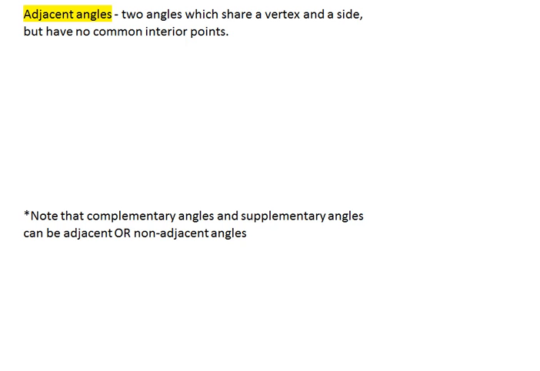Our next pair of special angles are adjacent angles. Adjacent angles are two angles which share a vertex and a side, but have no common interior points. We'll look at a couple examples here.